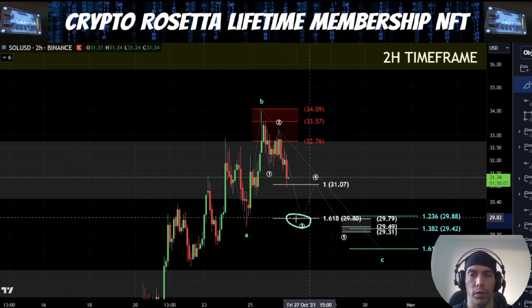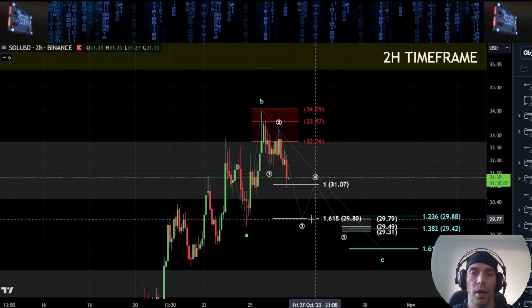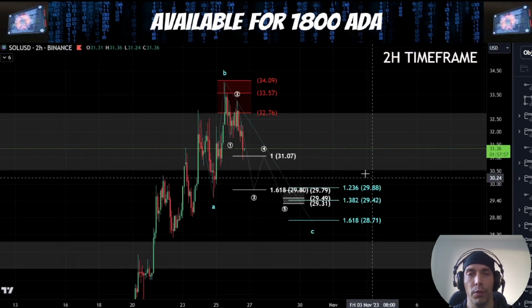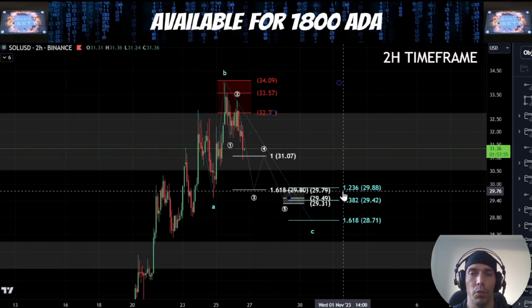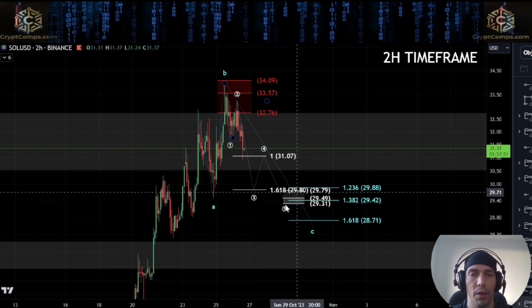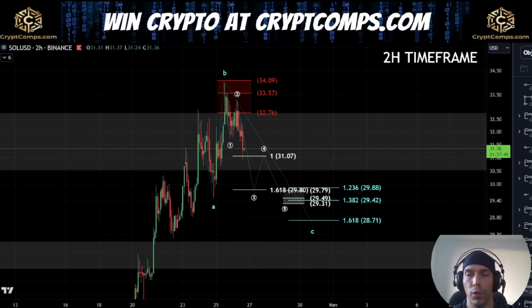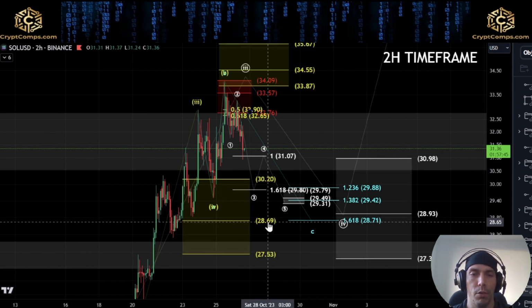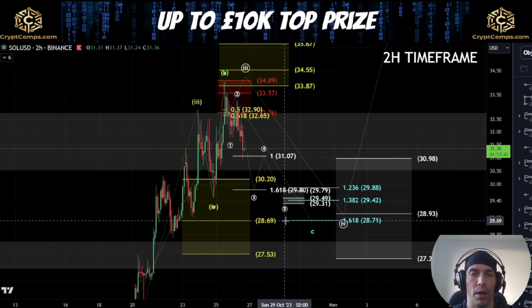What I'd be looking for is a cross of this 29.80, and then I'd be looking for a 4th wave up and that continuation down. Now, some target levels for this, if it does become a flat, would be between this 29.88 and this 28.71. So we'll be keeping an eye on these levels. This would also align quite nicely with coming back down here into the 0.382 of this 28.69. So we'll be keeping an eye on that level if we do see something like this play out.